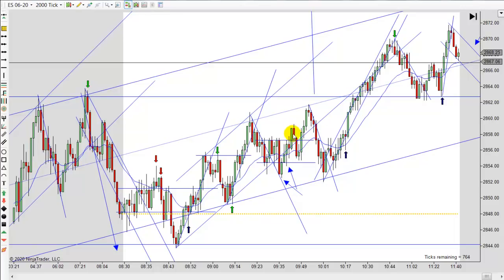So you could even consider going short there, and it would have worked. But there's always a chance that it drops a few ticks, hits that EMA, and bounces. This one would have worked.